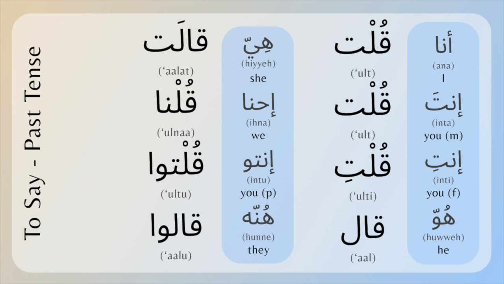And those are all the past tense forms. Let's repeat them once more. قلت. قلت. قلتي. قال. قالت. قلنا. قلتوا. قالوا.